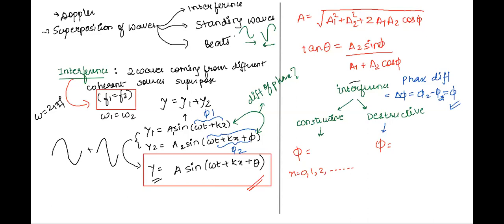Okay. Now class, have a look once again. I'm talking about interference. In interference, we are saying that it has two types. One is constructive, while the other is destructive.